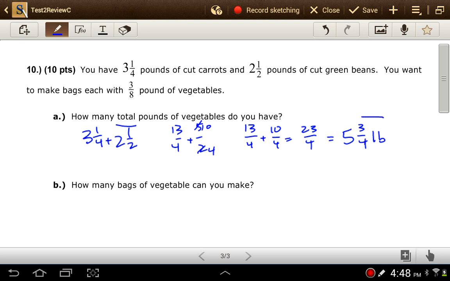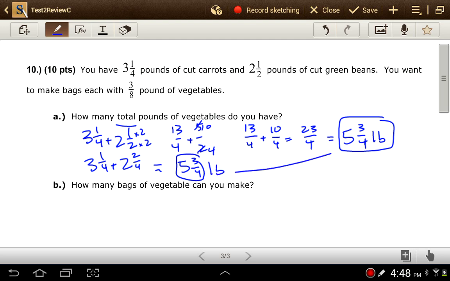Now, you can also not turn them into improper fractions. I could keep 3 1/4, plus I can make this 2 2/4, multiplying both by 2, and then I can add, and that'll give me 5 3/4. So same answer, just which way do you like to do it? Okay, this way is probably faster, the second way, but the first way works well too.